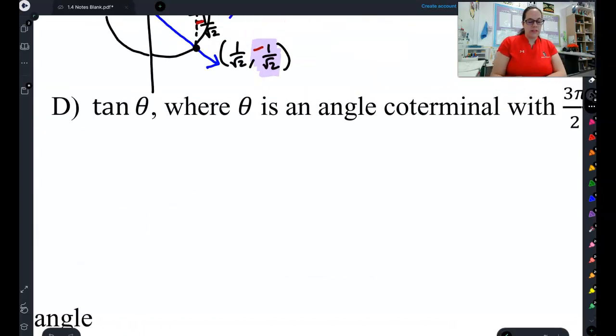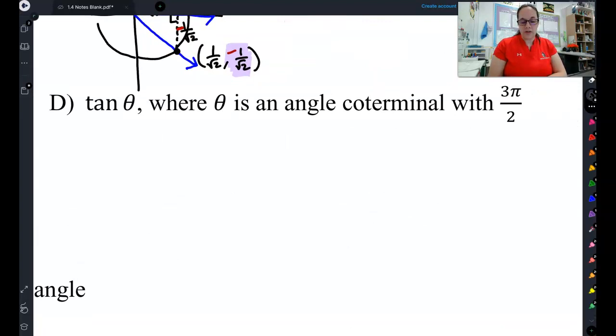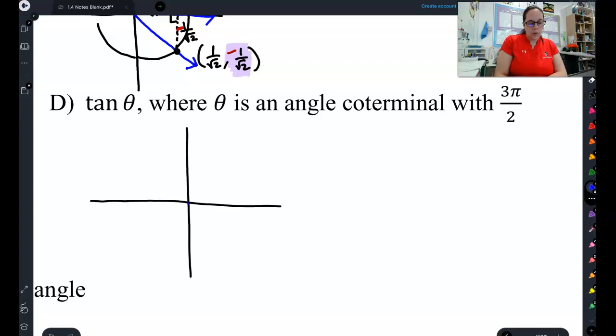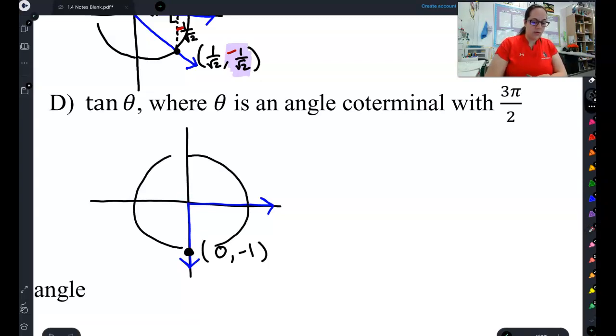Now, last one for this video. We want to find tangent of theta, where theta is an angle that is coterminal with 3 pi halves. Now we know 3 pi halves is quadrantal, and it's down here. So I take my point here. I know this point is going to be 0, negative 1. 0 in the x because I did not move side to side. Negative 1 in the y because I did move down 1 for the y. And then this is on my unit circle.